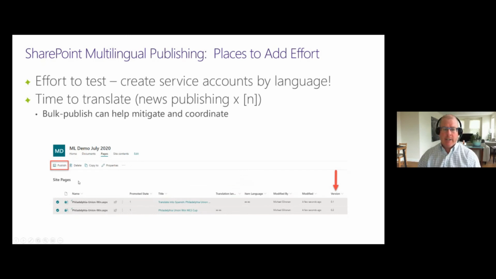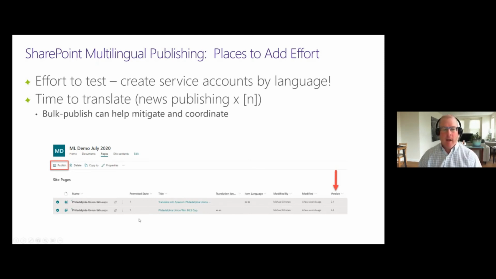So within site pages, if I select unpublished, I can see the minor versions of these in the view that I have in site pages. I can tell they're unpublished because they have non-whole number versions. I can also tell because the promoted state is 1. And for those folks who don't know, promoted state of 0 is a site page. Promoted state of 2 is a news page. Promoted state of 1 is an unpublished news page, an aspiring promoted state 2 or news page.